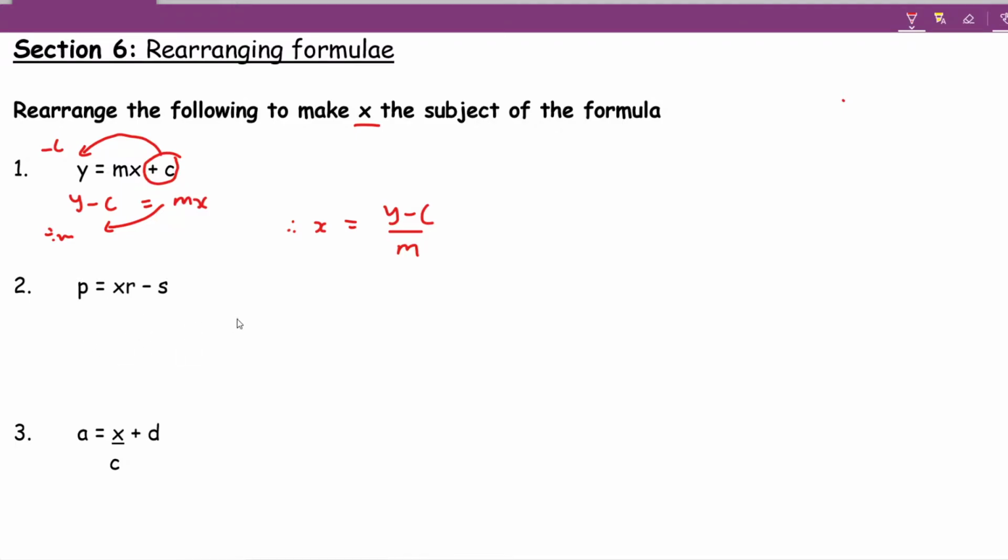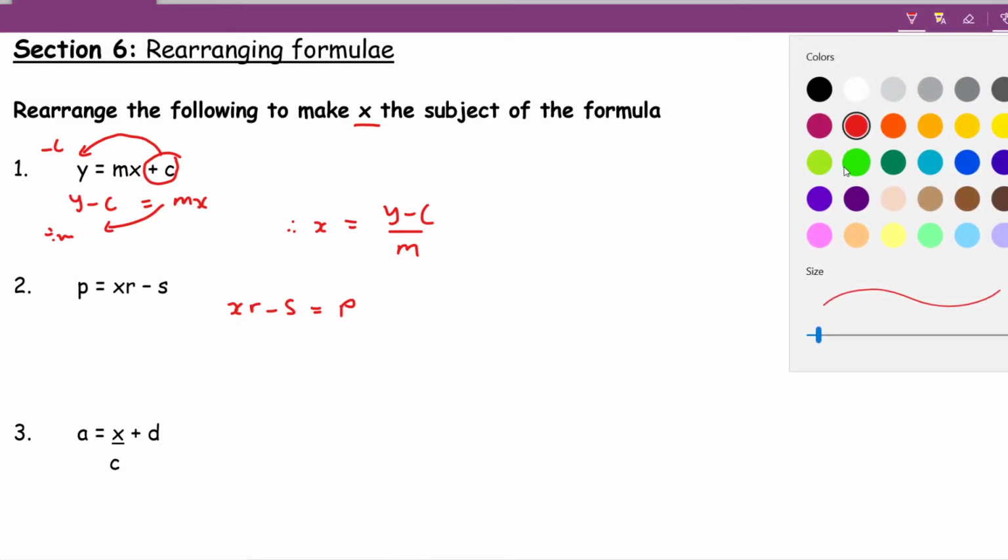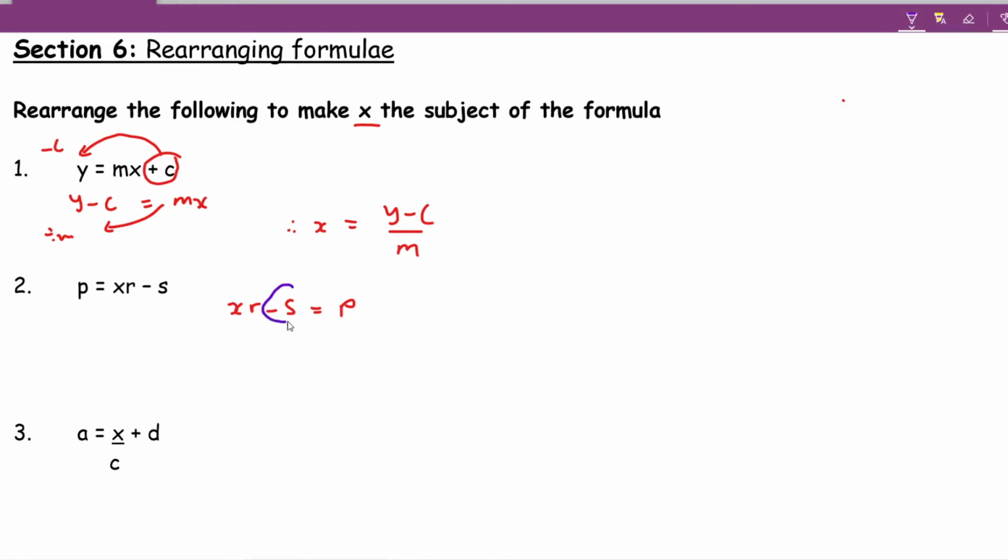I'm going to rewrite this time so that it's written as xr minus s equals p. Now, what happened to x? It got multiplied by r, then I took off s. So the opposite of taking away s is plus s, so I need to take this to the other side by adding s. So you get xr equals p plus s. And then this xr, x being multiplied by r, the opposite is divide by r.